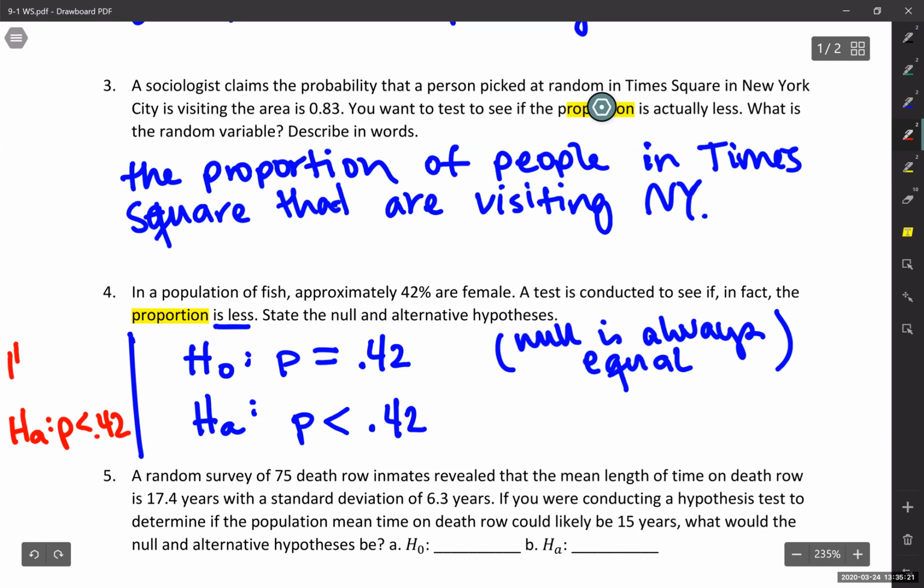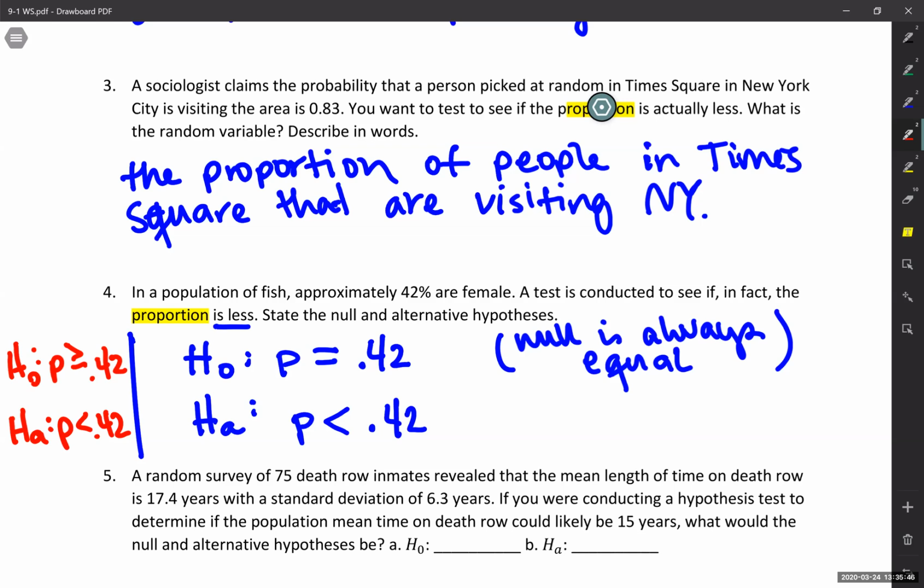So then the null is going to be the opposite of less than, and the opposite of less than is greater than or equal to. That would cover the whole spectrum of numbers. We have the numbers less than 0.42, we have the numbers equal to 0.42, and we have the numbers greater than 0.42. I just like the equal sign.